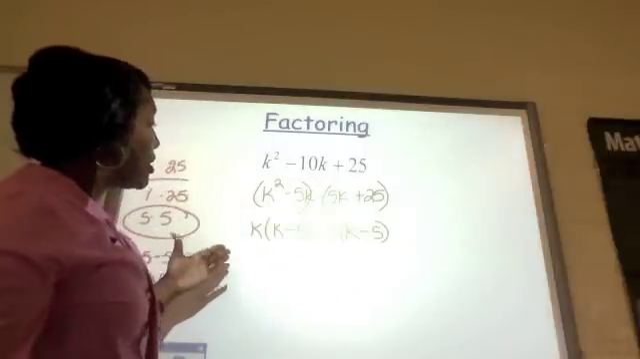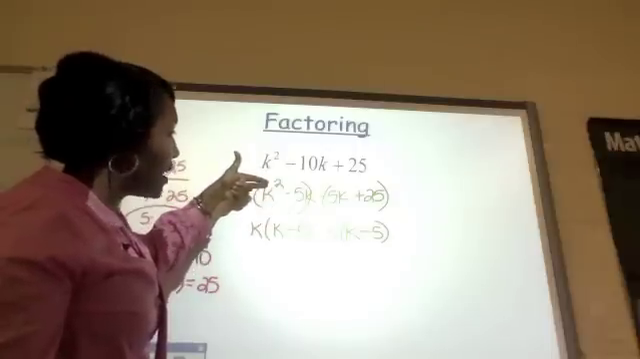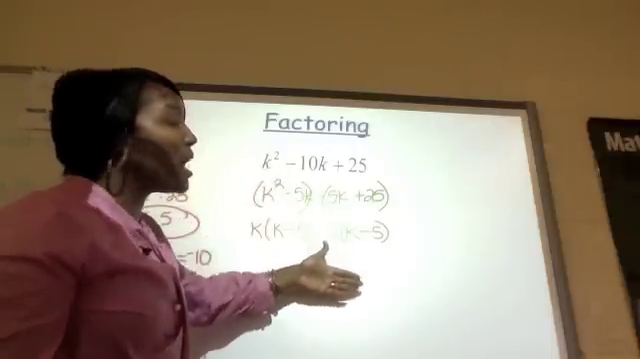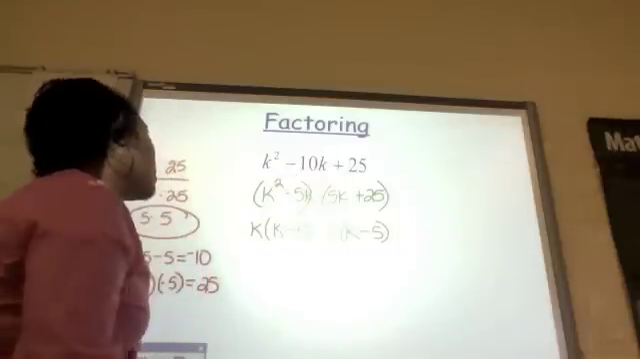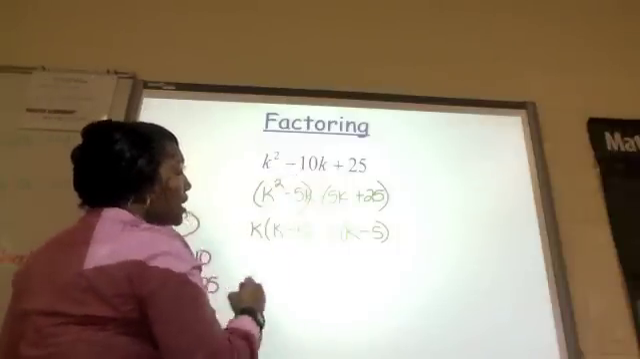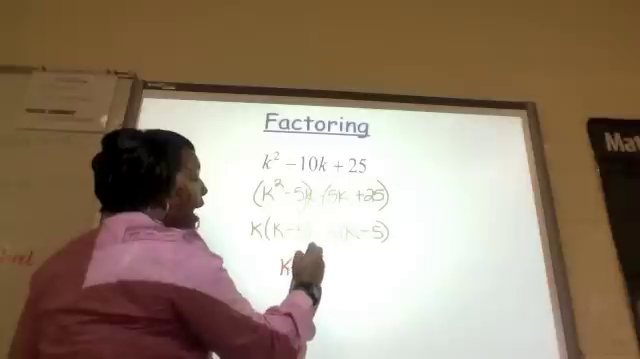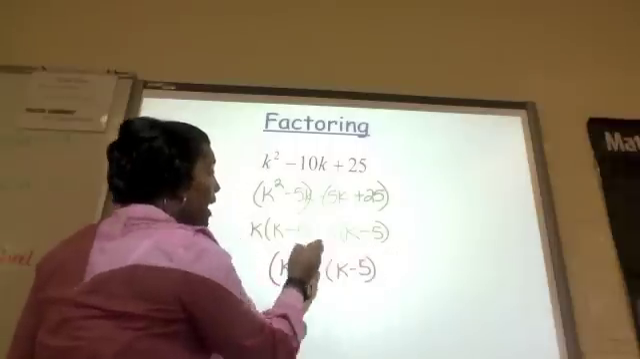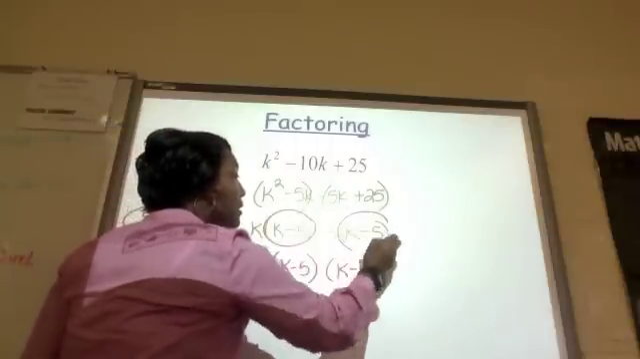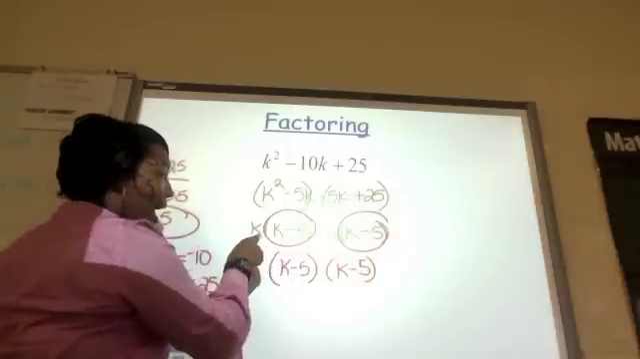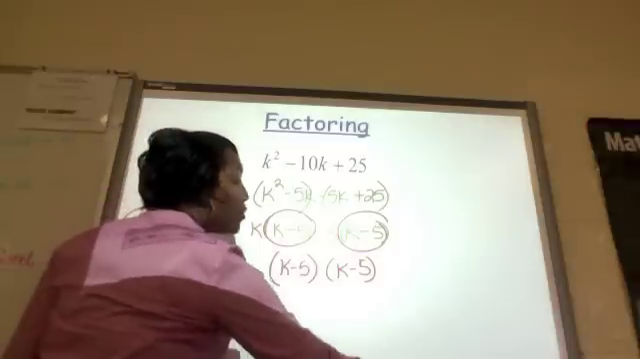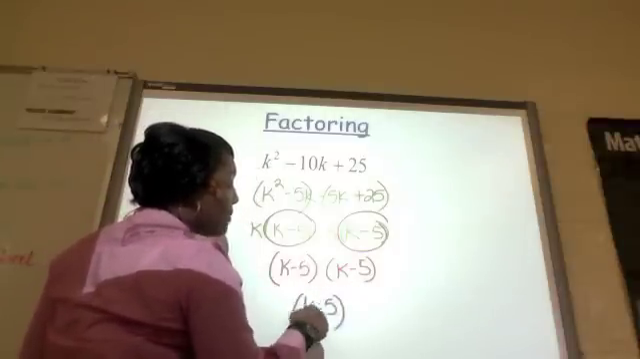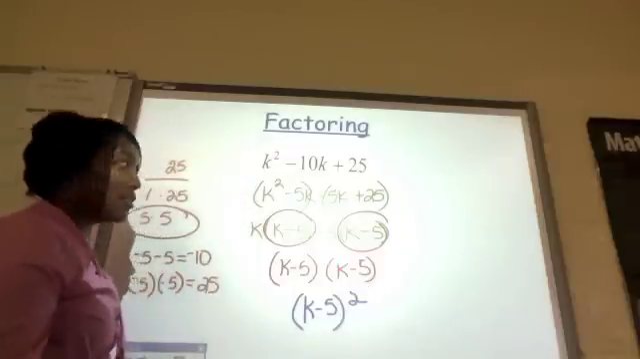If I use the distributive property here, k times k, k squared. k times negative 5, negative 5k. You should always be able to get back to what you started out with. Okay? My final answer here is going to be k minus 5 times k minus 5. Again, I'm using one of these and then k minus 5. Another way that I can rewrite this, which should seem familiar to you, is k minus 5 squared.